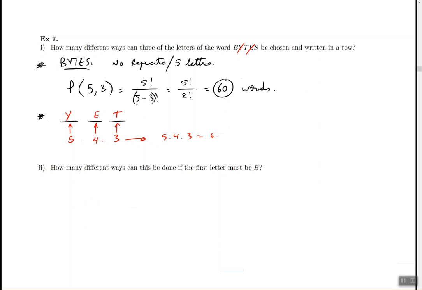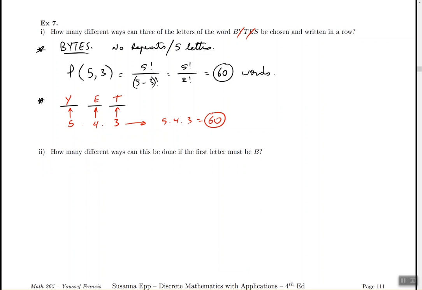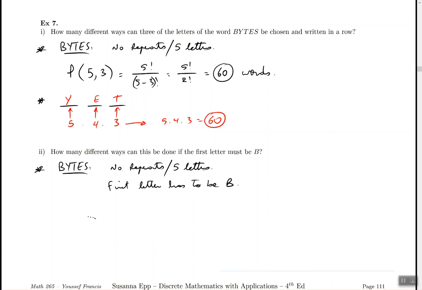So whether you make the logical estimate or whether you use the formula to calculate it, either way, it's perfectly fine. You can do it either way. Okay. So now the question is, how many ways can this be done if the first letter must be the letter B? So if the first letter has to be the letter B, and I'm choosing 3 letters at a time, effectively I'm left choosing 2 letters because the first letter is always B.